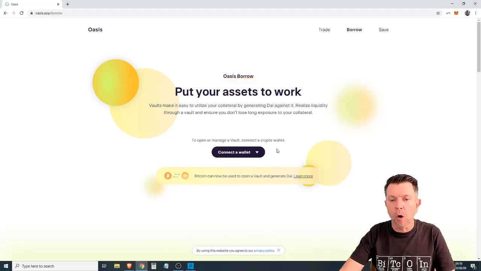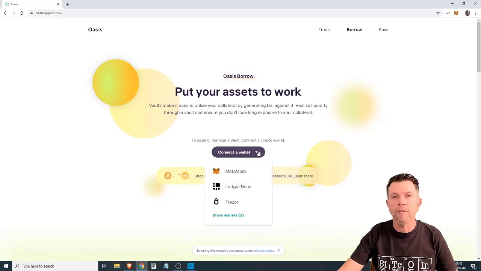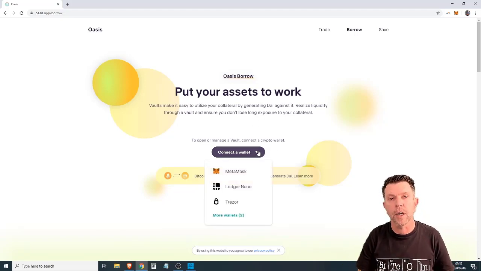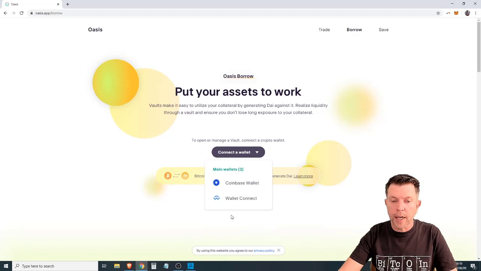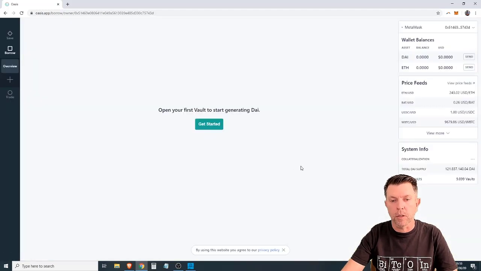I use MetaMask. It's the easiest wallet I've found for these types of decentralized finance applications. I'd highly suggest that you download MetaMask. It is a plugin for many browsers. It's a plugin for Chrome. It's a plugin for Brave browser. Once you've got it, it's a nice wallet to use. So we can see that you can use your Ledger, your Trezor, your Coinbase wallet, or your Wallet Connect. But for the sake of this exercise, we are going to be using MetaMask.